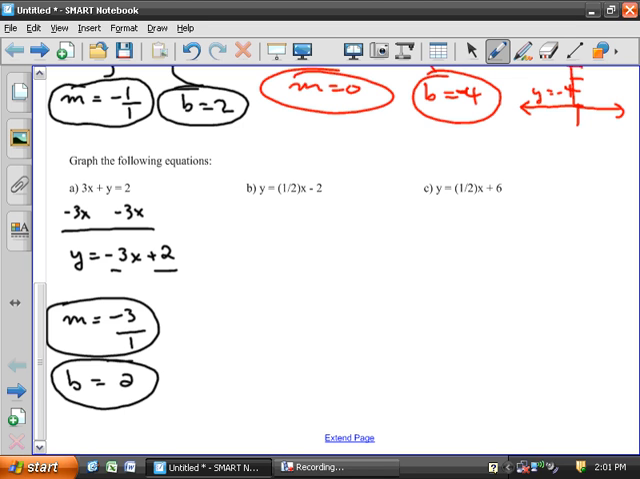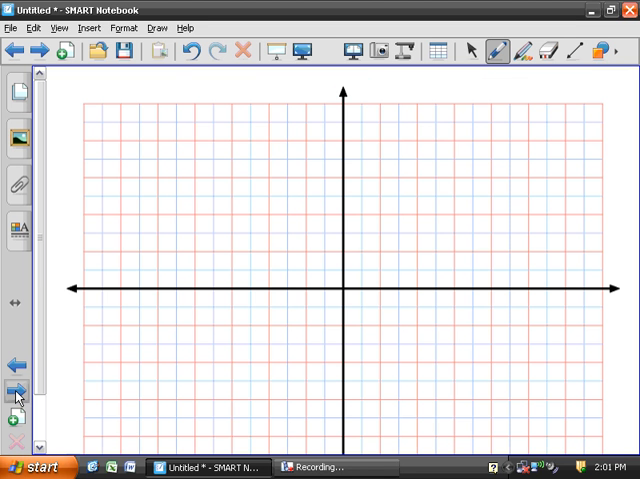That helps me do the following. I'm going to flip over to my xy axis. I'm going straight to 2 on the y-axis because I know this line crosses the y-axis at positive 2. Furthermore, I know the slope of my line is negative 3 over 1.